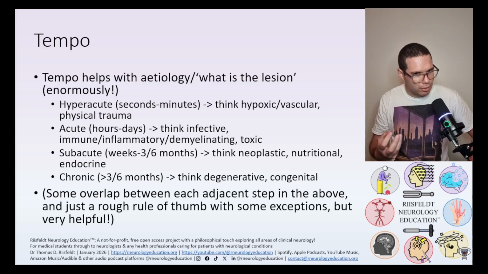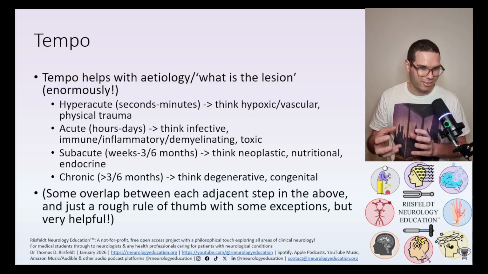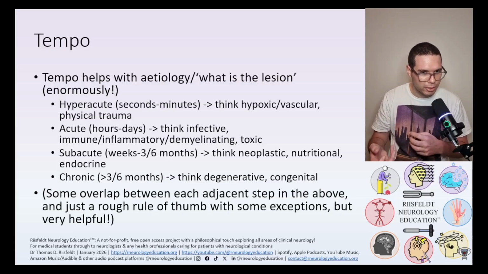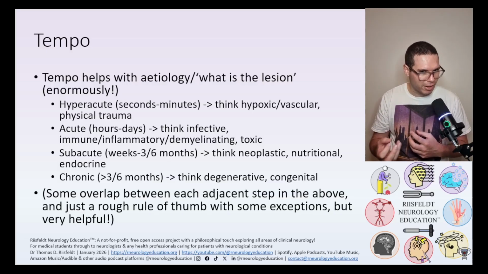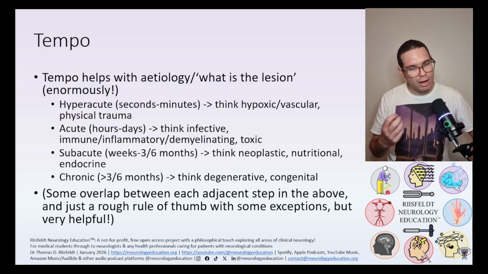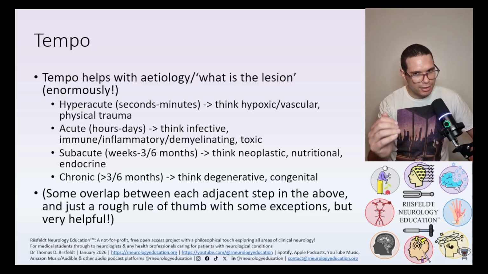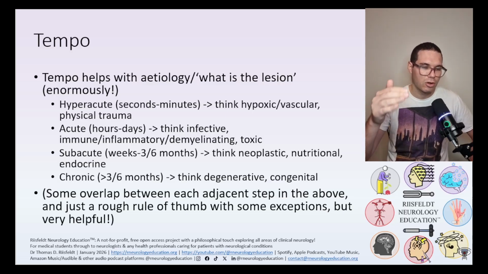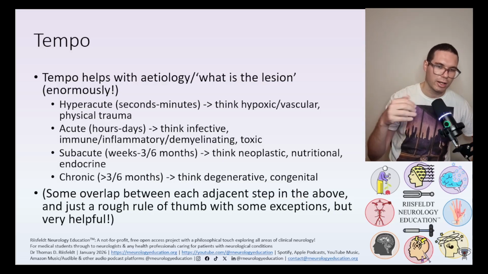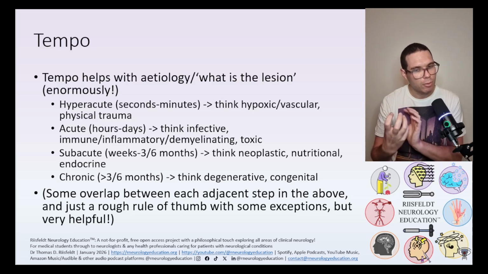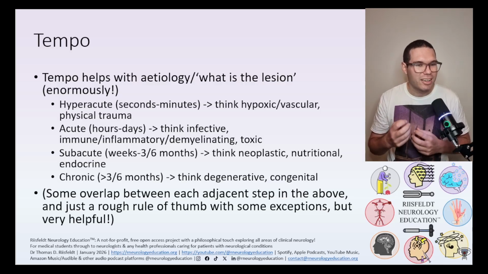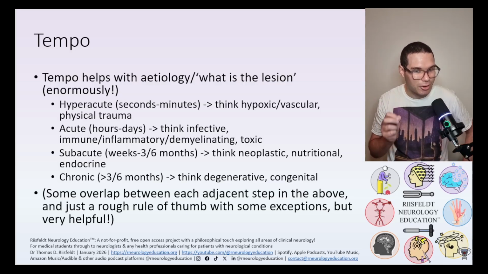If something's subacute, and by that I mean weeks to months, 3 to 6 months or so, you've got to think neoplastic, nutritional, endocrine. And if something's chronic, by that I mean more than 3 or 6 months, then you've got to think degenerative or congenital. Now, of course, there is some overlap in the adjacent steps in the above. So a cause of acute could also appear hyperacute or a subacute could appear chronic. You get the idea. But that's the basic way to think about it. And of course, it is just a rough rule of thumb, and there will be some exceptions, but it's very, very, very helpful. And I cannot stress this enough.